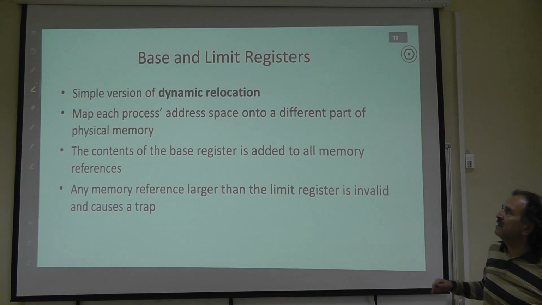One is a base register, one is the limit register. So each process has its own base and limit register. When a process wants to access the memory, the address that it tries to use is added to the base register, and it is checked against the limit register.